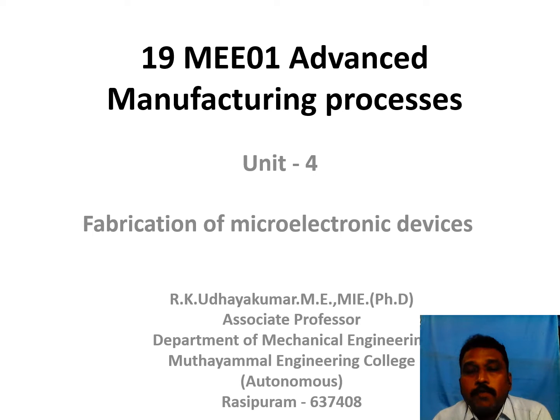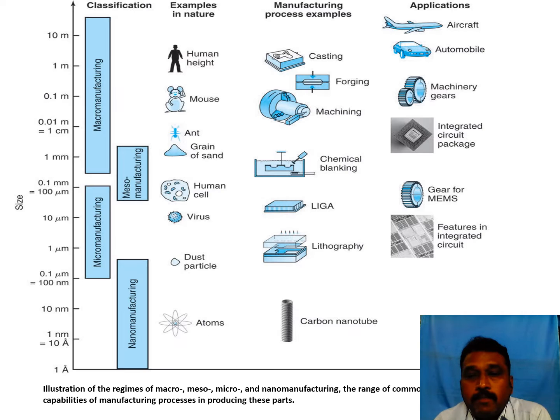Welcome all of you to the lecture on fabrication of microelectronic devices, of the subject Advanced Manufacturing Process. See the picture illustrating the regimes of macro, meso, micro, and nano manufacturing. You can see that micro manufacturing, meso manufacturing, macro manufacturing, and nano manufacturing are classified according to the size of the products manufactured.